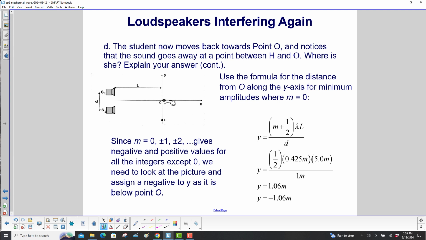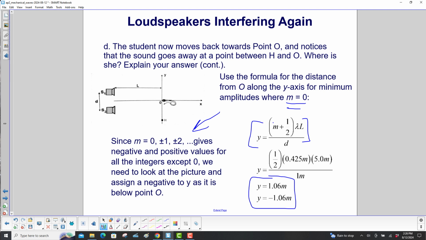Use the formula for the distance from O along the y-axis for minimum amplitudes, and this time m is going to equal 0. Here's our formula. We plug it in, and the m goes away because it's 0. And now why did we write two numbers here? Well, that's answered over here.